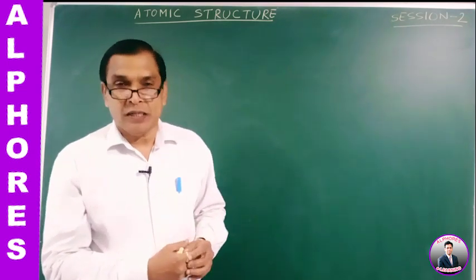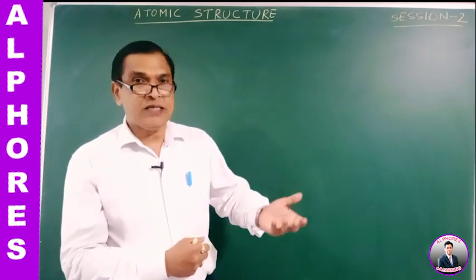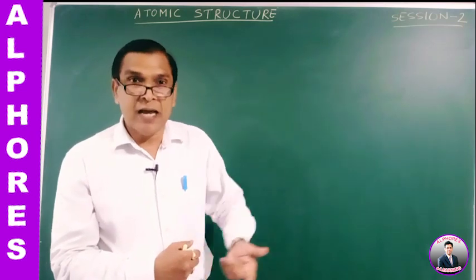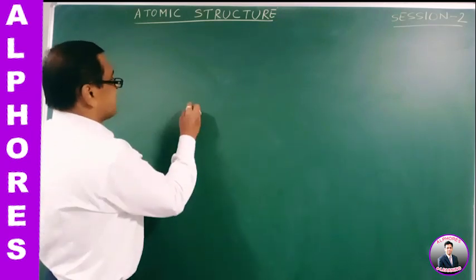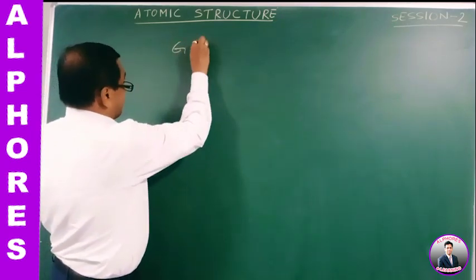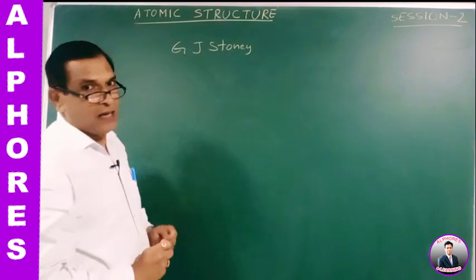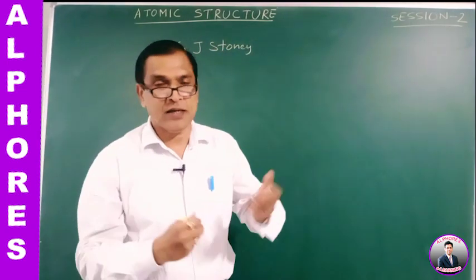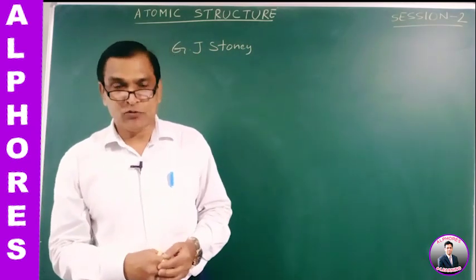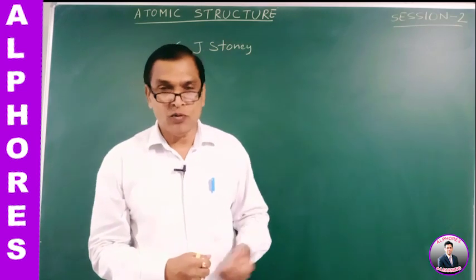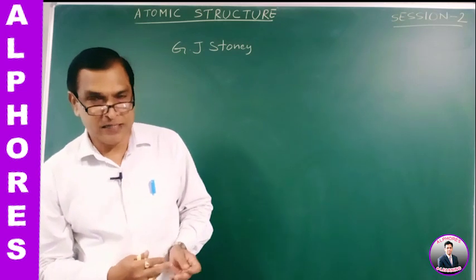Then after the discovery of the cathode rays, these cathode rays were named electrons by G.J. Stoney. The name of the scientist is G.J. Stoney. He named the cathode rays as electrons. Okay, that is the history of the discovery of cathode rays, that is electrons. Now, the properties of these cathode rays, that is electrons.